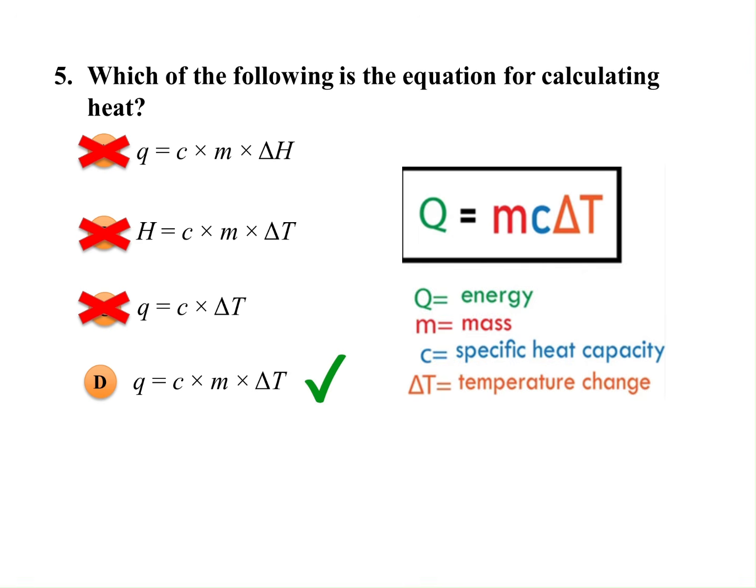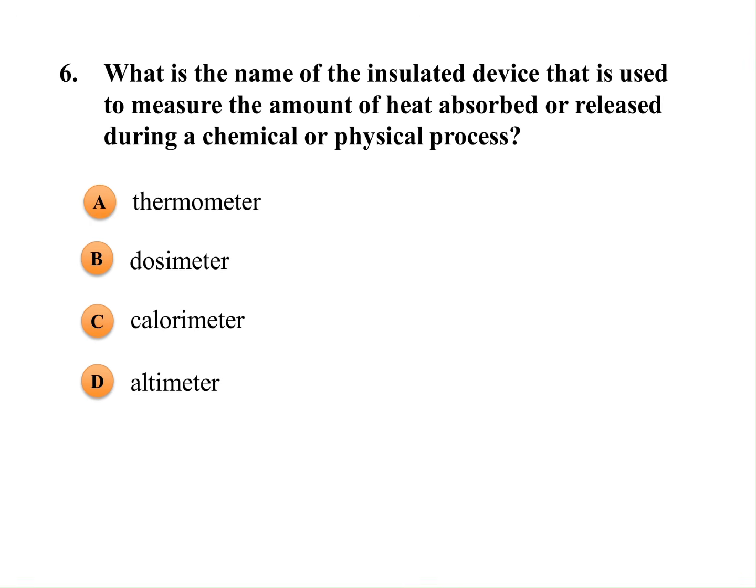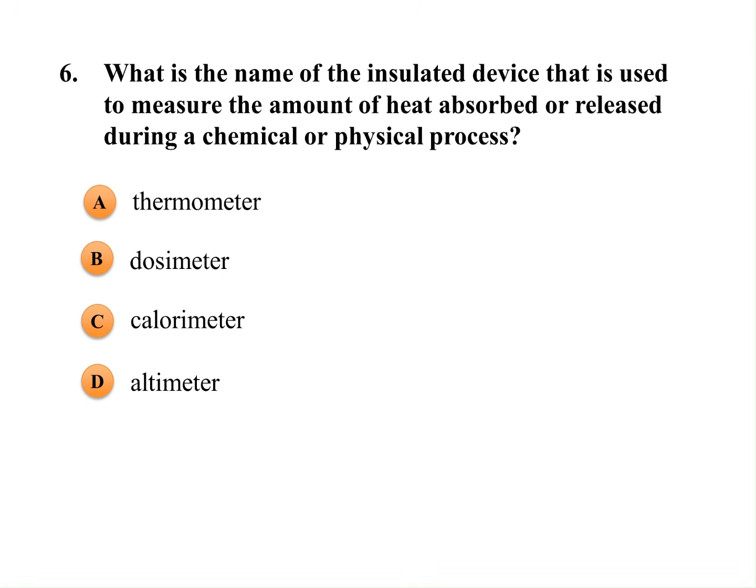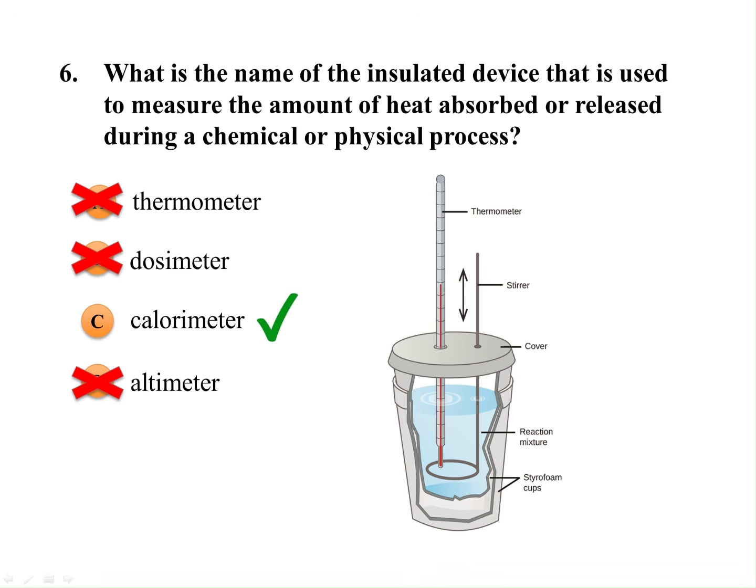What is the name of the insulated device that is used to measure the amount of heat absorbed or released during a chemical or physical process? Of course, it's the calorimeter, C.